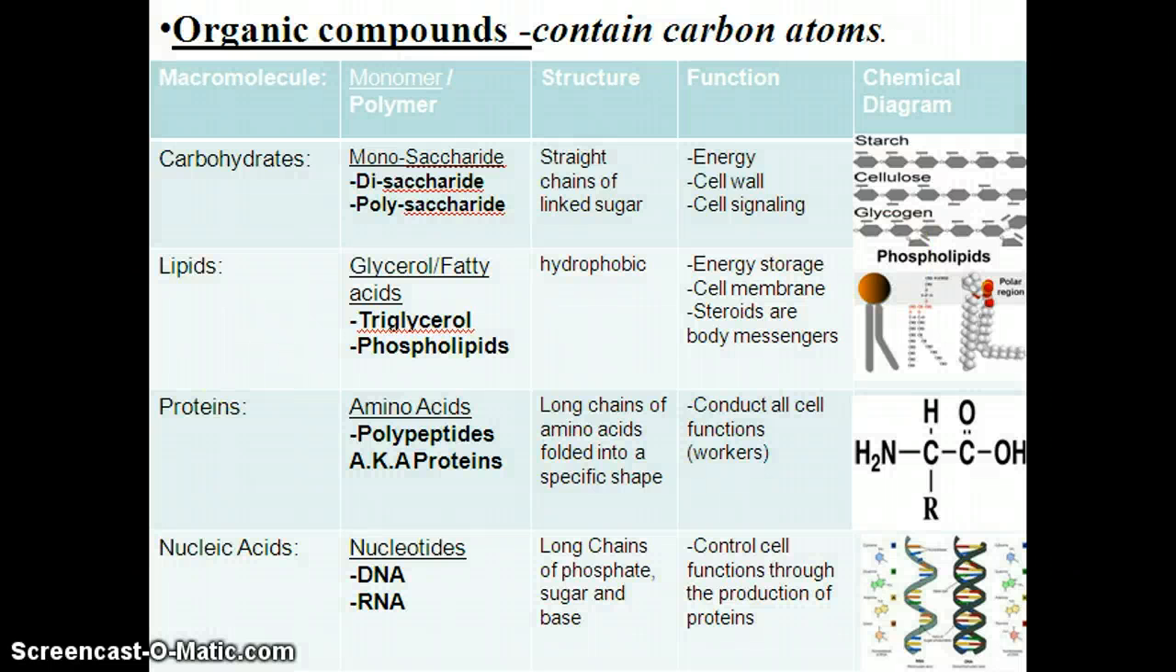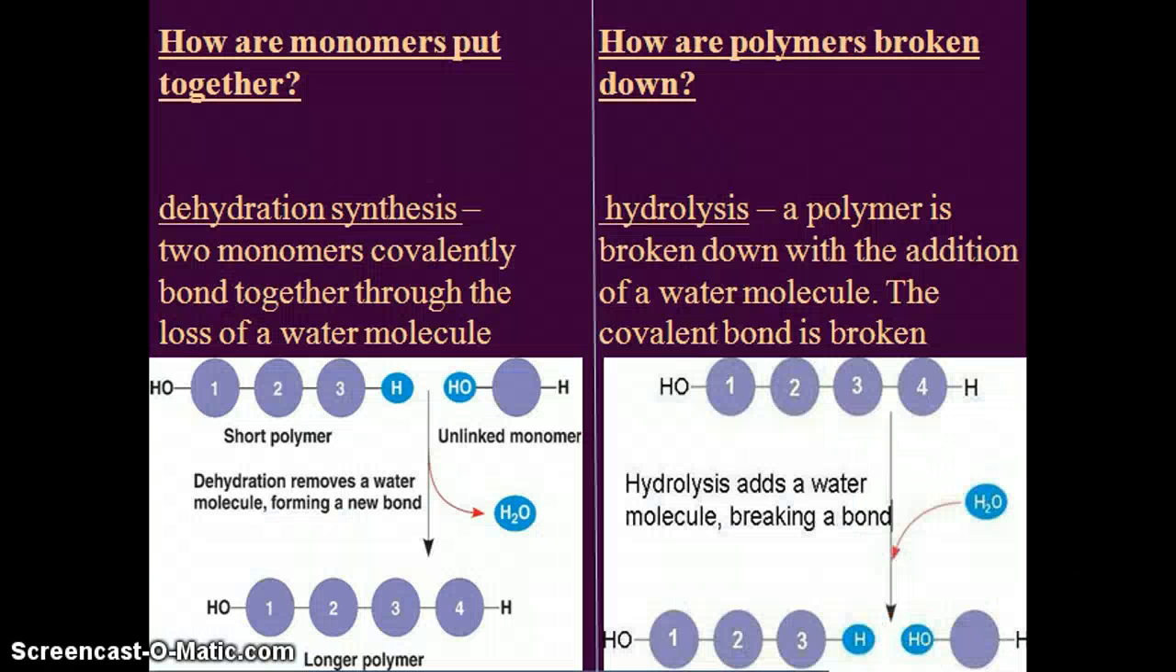If we move on to the next slide, how are monomers put together? Okay, mono means one. How do we put them together? In order to build a bond, we need to look here. We have 1, 2, and 3 bonded. Notice that there is an H over here, and an OH, and they are not bonded. There's no line connecting the H and the HO. And we have over here number 4 with an H.